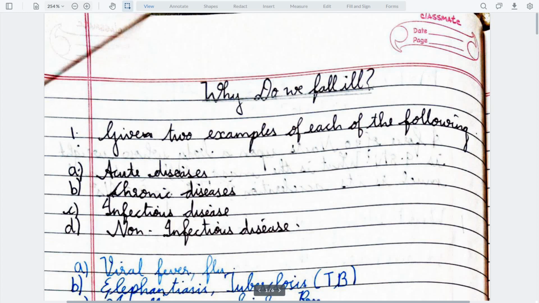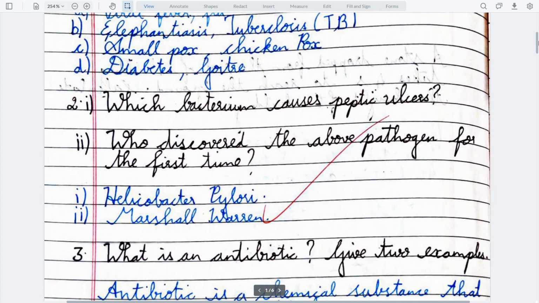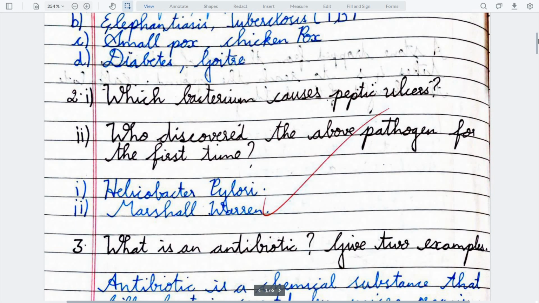Acute disease. Examples: viral fever and flu. Chronic diseases: elephantiasis, tuberculosis. Infectious disease: smallpox, chickenpox. Non-infectious disease: diabetes, goiter. Which bacterium causes peptic ulcers?